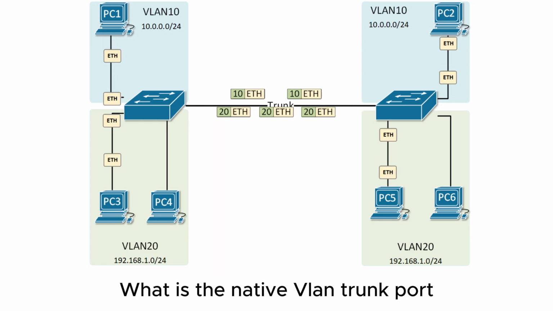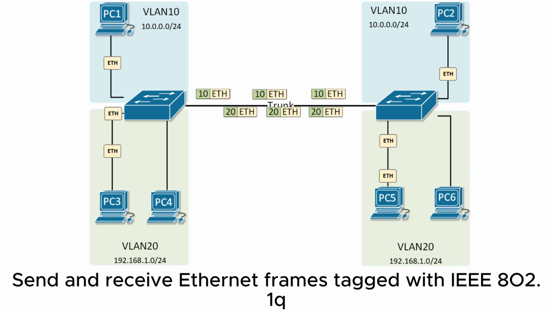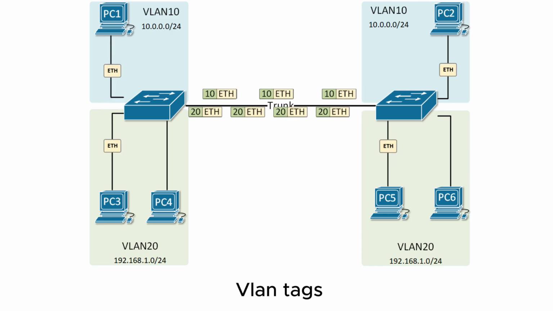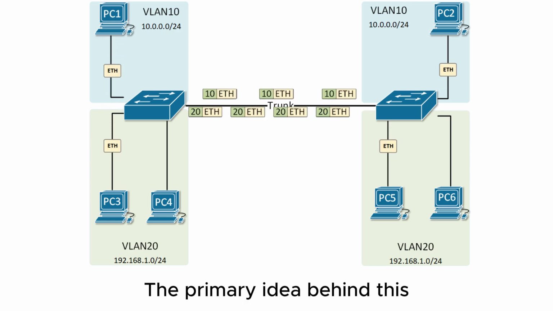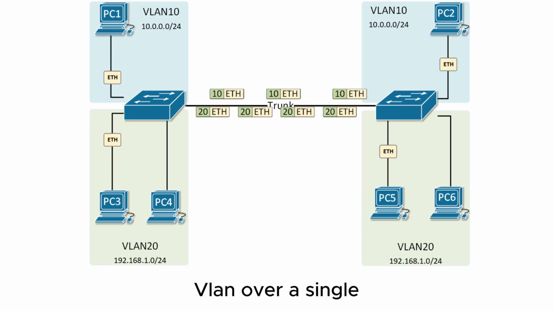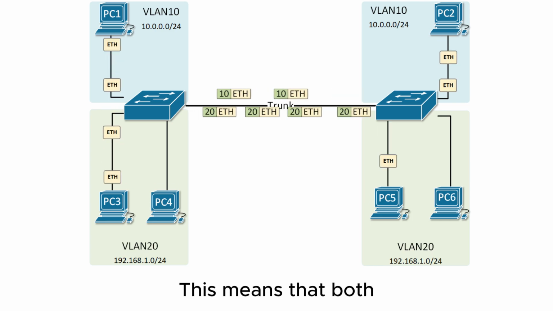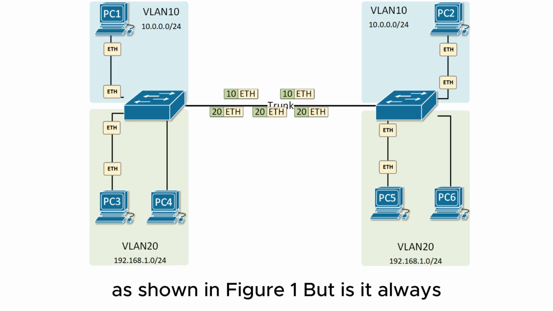What is the native VLAN? Trunk ports send and receive Ethernet frames tagged with IEEE 802.1q VLAN tags. The primary idea behind this is to be able to transport frames from multiple VLANs over a single physical link between switches. This means that both ends of a trunk will always receive tagged frames as shown in Figure 1.